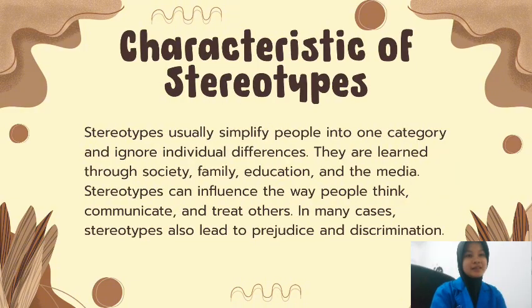Next, let's look at the characteristics of stereotypes. Stereotypes usually simplify people into one category and ignore individual differences. They are learned through society, family, education, and the media. Because stereotypes are repeated so often, they can influence the way people think, communicate, and treat others. In many cases, stereotypes may also lead to prejudice and discrimination.